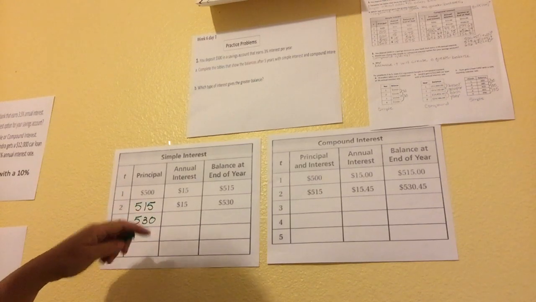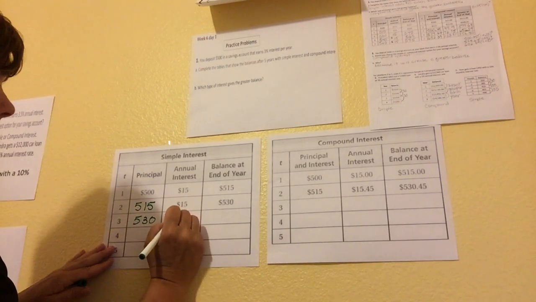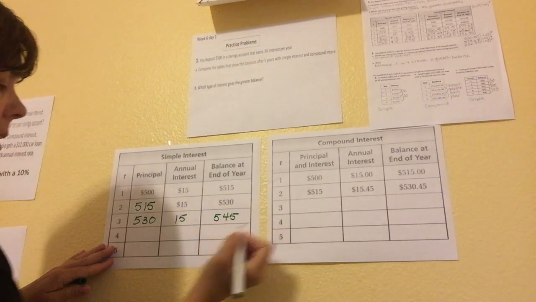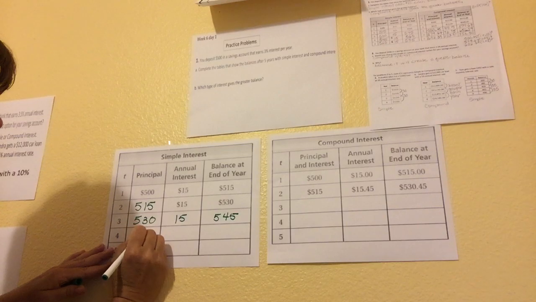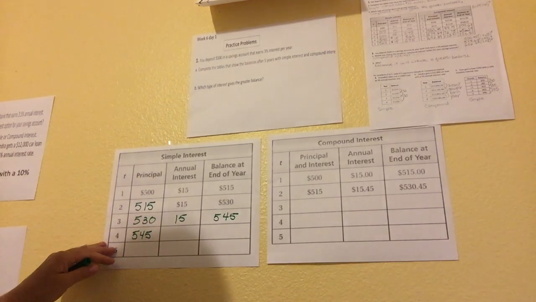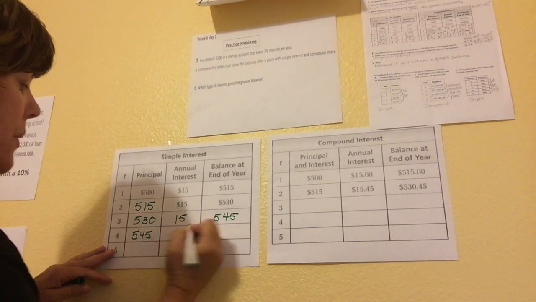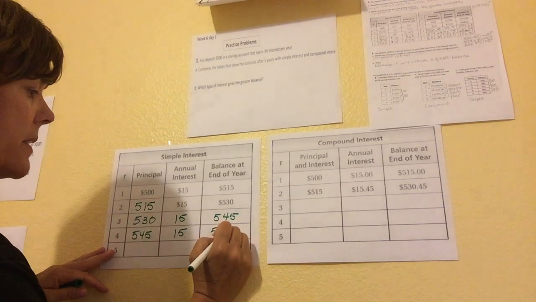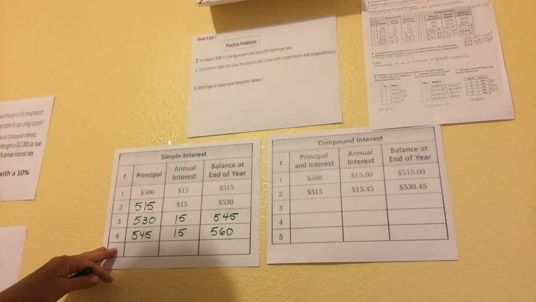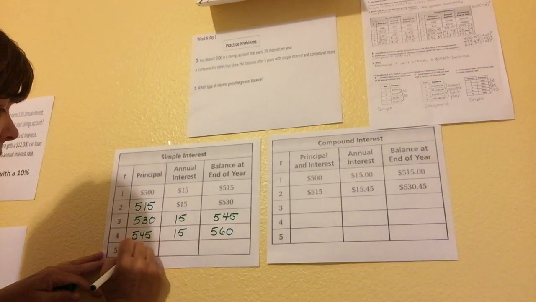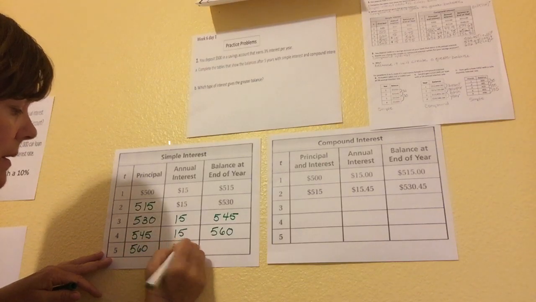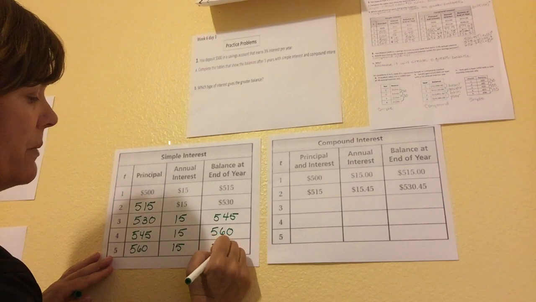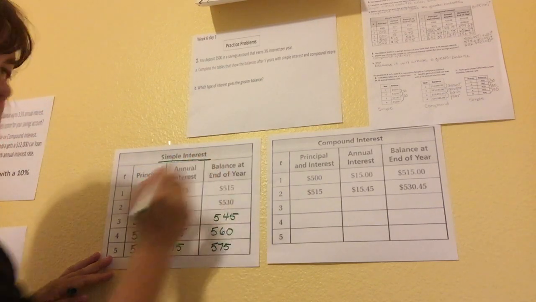And then we're going to add 15 more, okay? And we're going to get $545. That $545 just comes over here, okay? And then we're going to add 15 more dollars. When we do that, we're going to get $560, okay? That $560 just comes right over here. Add 15. Now I have $575. Okay, so that's how much you would make with simple interest.